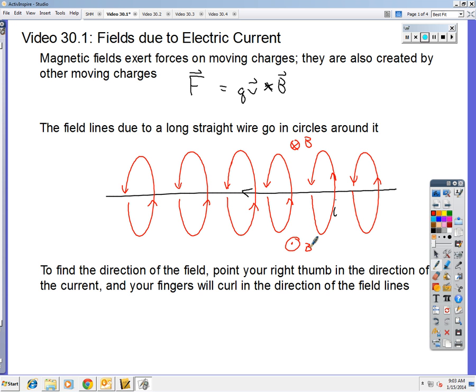So you need to know the basic shape of the field. We're also going to learn how to calculate the strength of that field, and we're going to learn two ways. In this video, we're going to look at the Biot-Savart Law, and in the next one, we'll look at a much easier method called Ampere's Law.